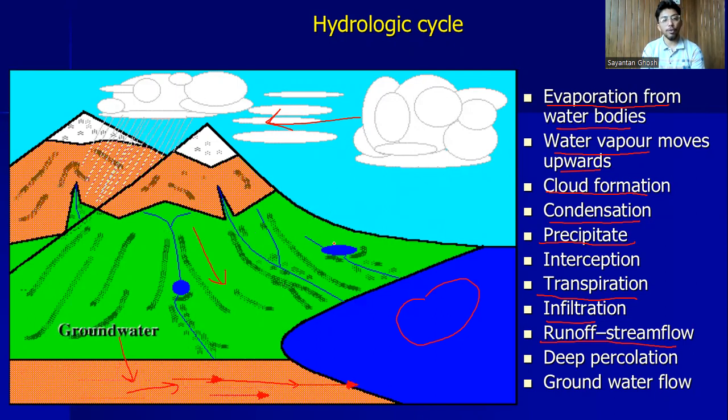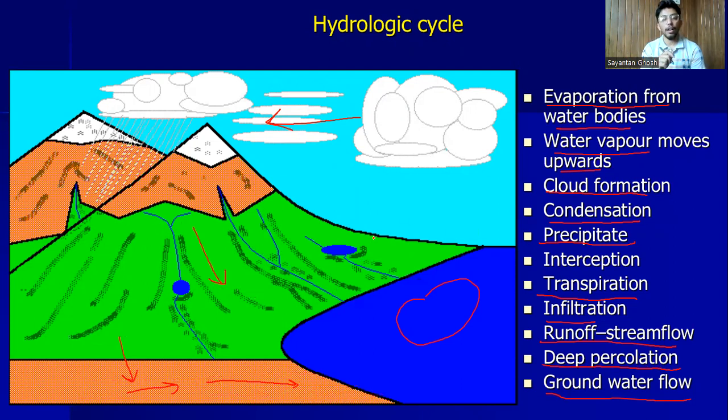So there will be stream flow, there can be river flow, then it comes back to the ocean. The water then undergoes deep percolation. Deep percolation goes inside the underground soil, and there is groundwater. With the groundwater flow, it is also going towards the ocean side or the low lying areas, and this cycle is continuously going on.